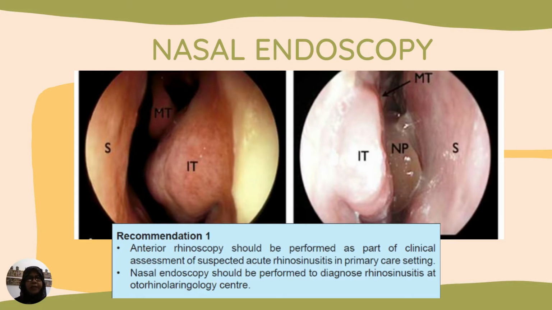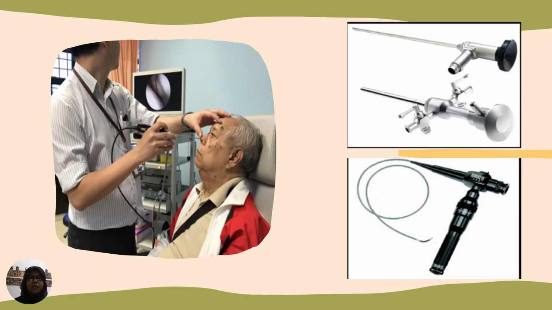Nasal endoscopy is done routinely as part of the physical examination in ENT clinics. We will examine the nose to look for mucopus, nasal polyps, anatomical abnormalities, or even tumors. So the first recommendation in our Malaysian CPG would be anterior rhinoscopy should be performed as part of the physical examination in a suspected case of ARS in primary setting. And nasal endoscopy should be performed in ENT centers to diagnose rhinosinusitis. This is how we perform nasal endoscopy in clinic, where we will use a rigid nasal endoscope to examine both sides of the nasal cavity.